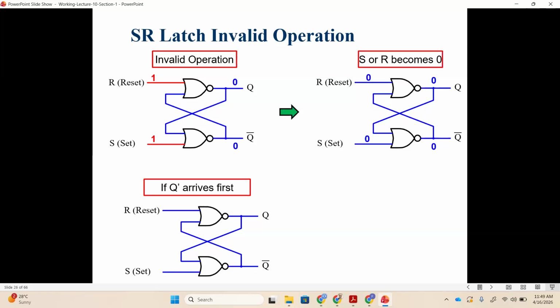Now we have two gates here. We have the top gate and the bottom gate. If q bar arrives first, it means that the bottom gate is faster. So now r is 0, 0. The bottom gate becomes faster, so this 0 will go here. And it is 0 plus 0 whole bar. This will become 1. Q will become 1.